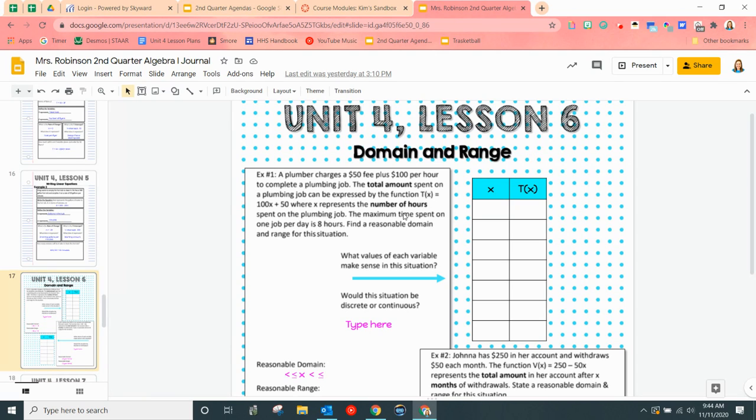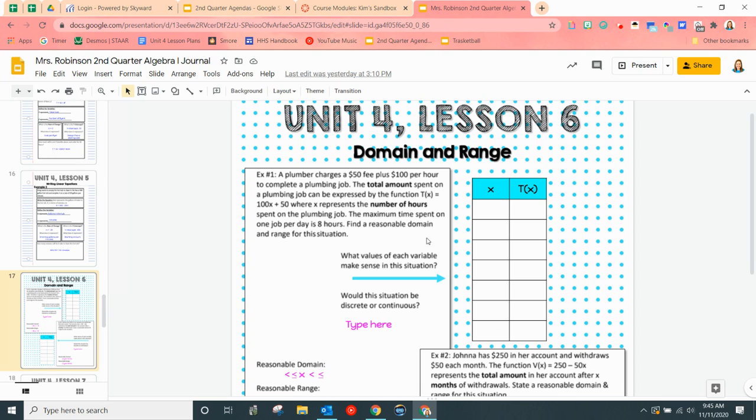So here we go. Here is our function. It says the maximum time spent on one job per day is 8 hours. So the plumber comes to your house, and he shows up in your driveway and he says, hey, $50 just for showing up. Then he looks at the situation and he goes, okay, here's where your leak is. I can fix it. And he gets to work. So from then on, he's charging you $100 per hour. This is how it works in real life. This is what plumbers, electricians, this is what they do. But it says he's only going to spend 8 hours. So if he doesn't get your leak or your problem fixed within 8 hours, he quits, he goes home, and he comes back the next day to finish it up.